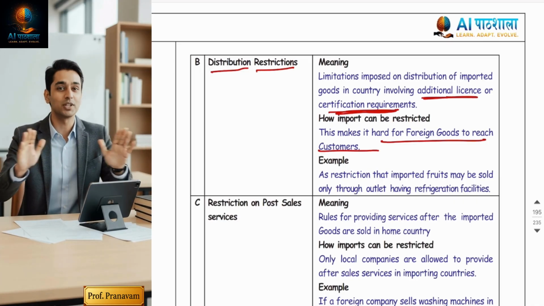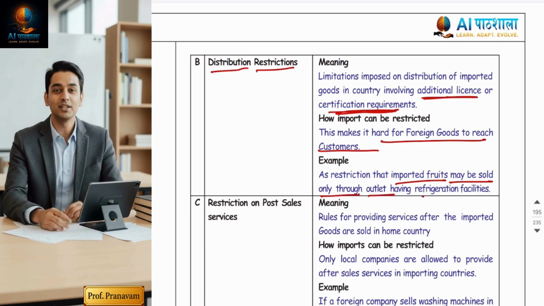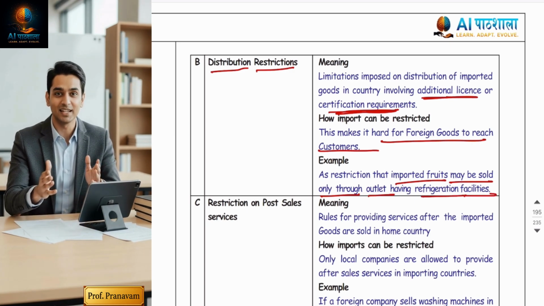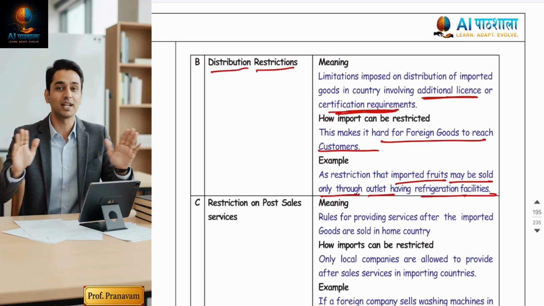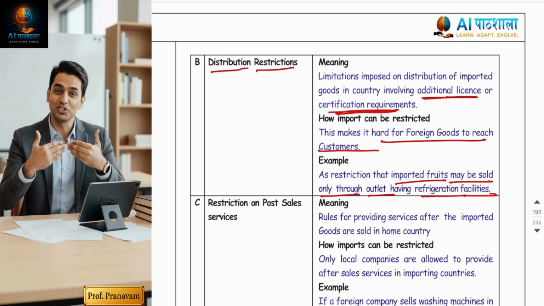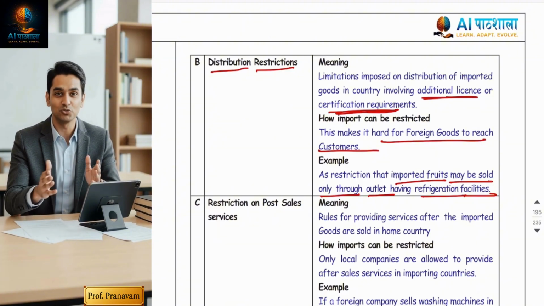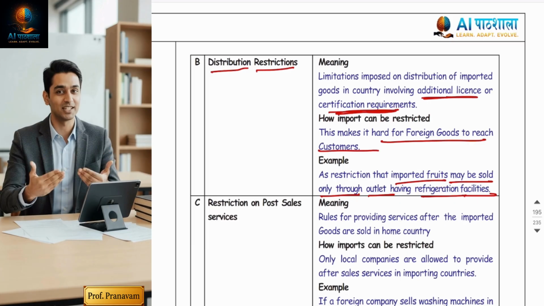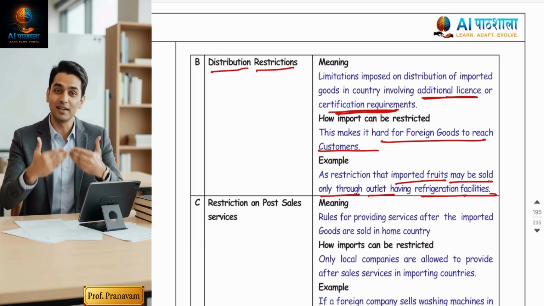For example, as a restriction, imported fruits may be sold only through outlets having refrigeration facilities. It means the government says imported fruits can be sold only by those companies who have proper storing facilities. Companies who are fruit sellers but do not have proper storing capacity cannot import.